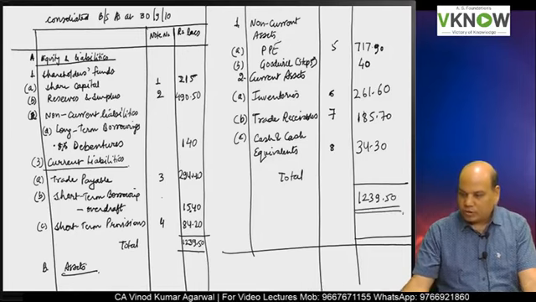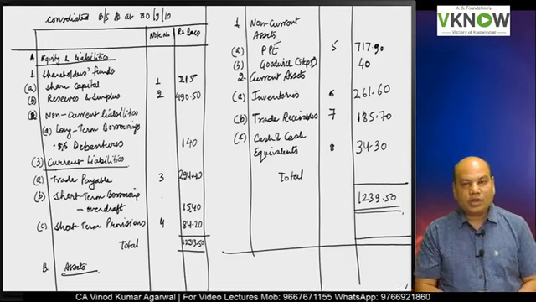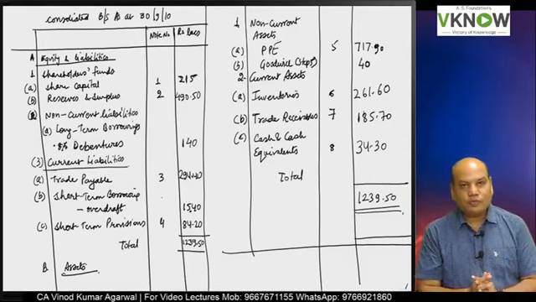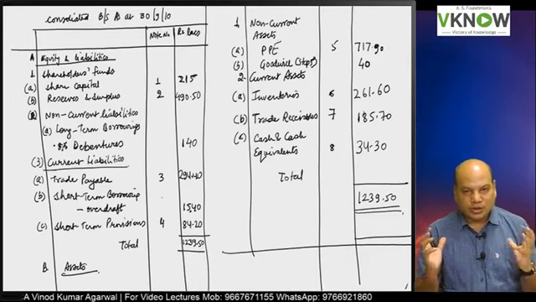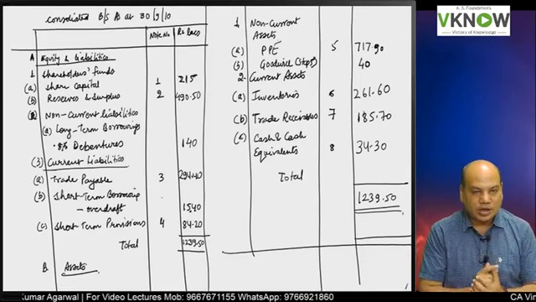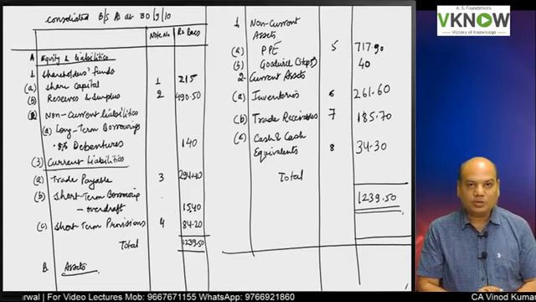Wonderful, it is tallying. This was a 16-mark question, and all the students must practice it 2 or 3 times before going to the exam, because it combines the knowledge of 2 chapters, AS 21 and AS 23. Okay, so today we'll stop here. Thank you very much.